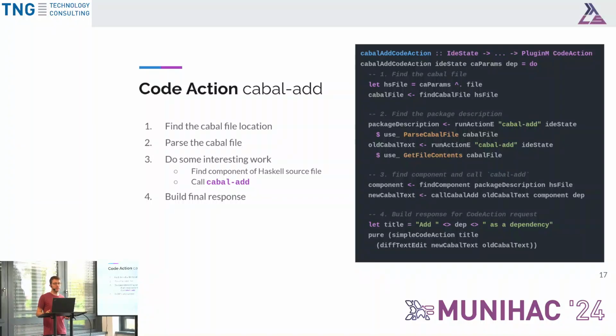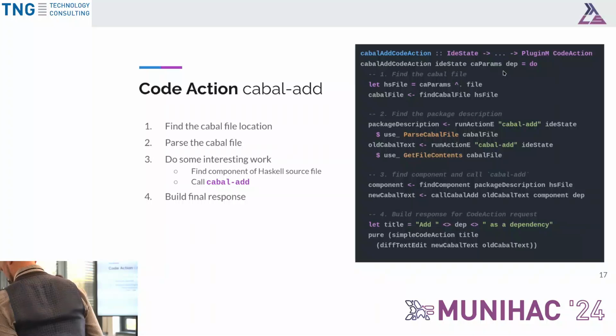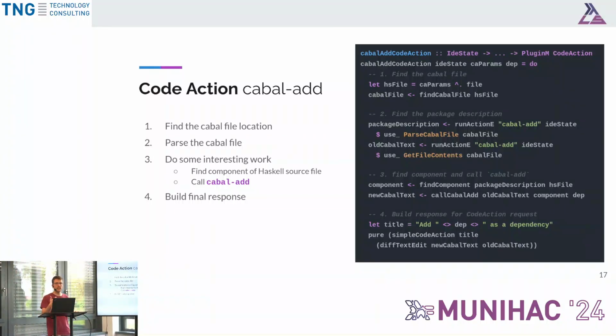So what we actually have to do when we want to produce a code action, when we already know we have a dependency that we want to add to a cabal file. We have, again, the 3 parameters. We have the collection of global variables called the IDE state. We have the original parameters because we need them. And we have the dependency up here that we want to add to the cabal file. So now there are 4 steps involved to produce a code action that does exactly what we want.